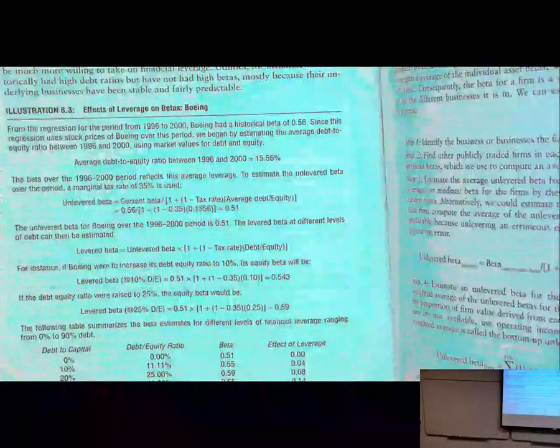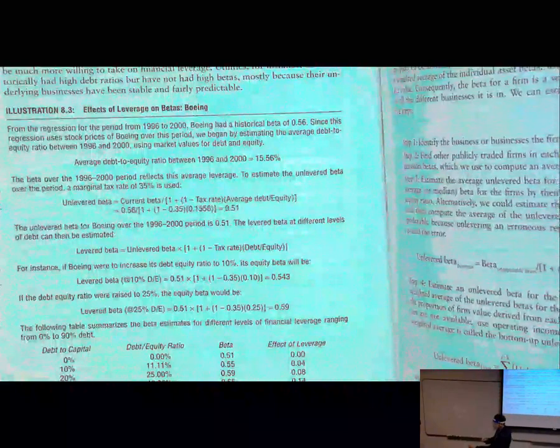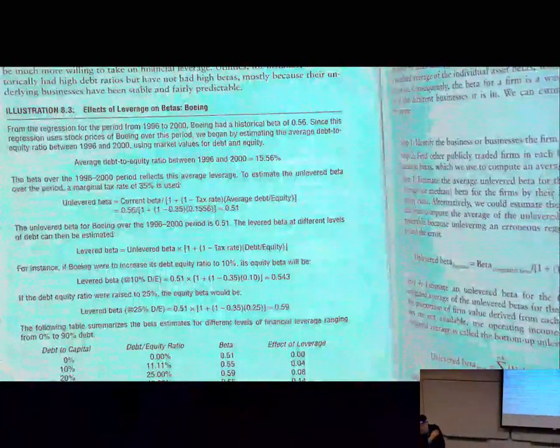Through this equation, which is actually a flip over, the raw beta is 0.56 and the unlevered beta would be 0.51. 0.51 is the beta assuming Boeing has zero debt. And now we know that the ratio will change in the future. For the next 5 years, that capital structure can be totally different.